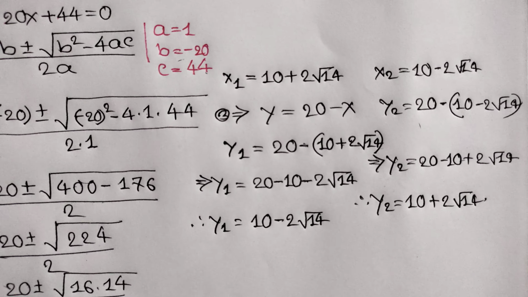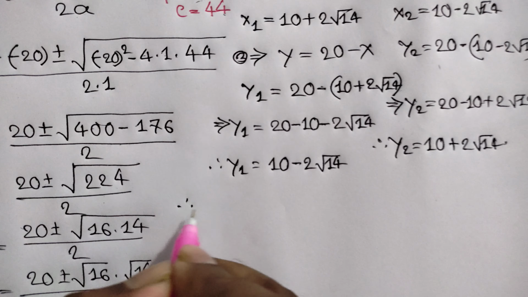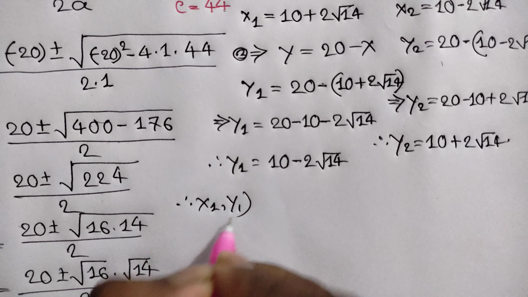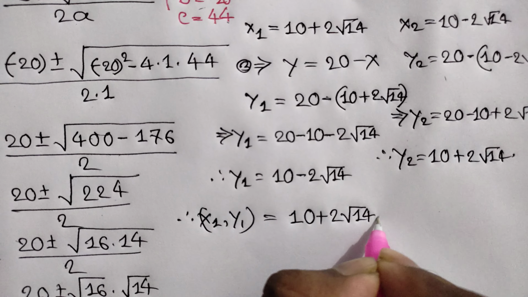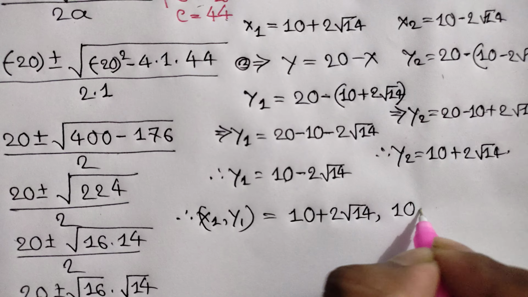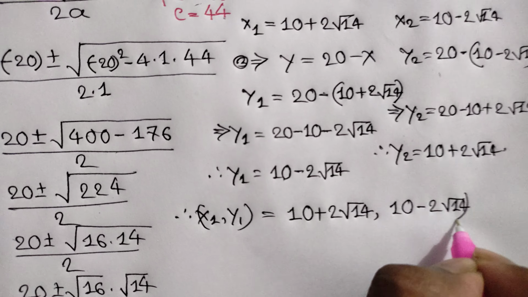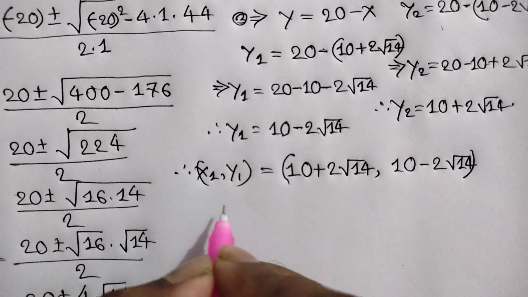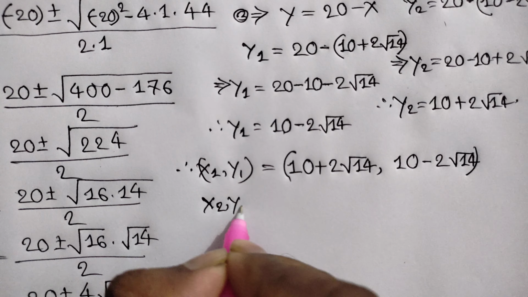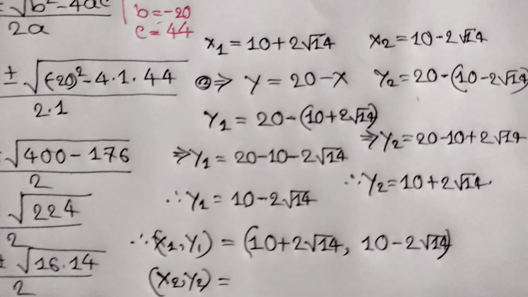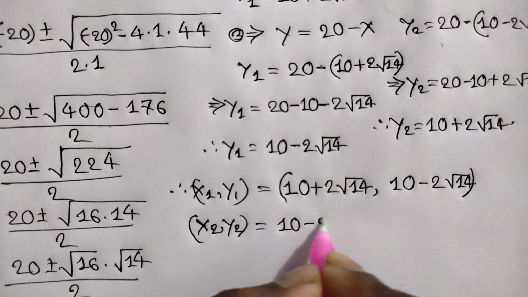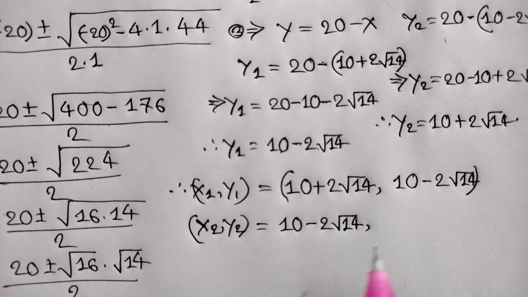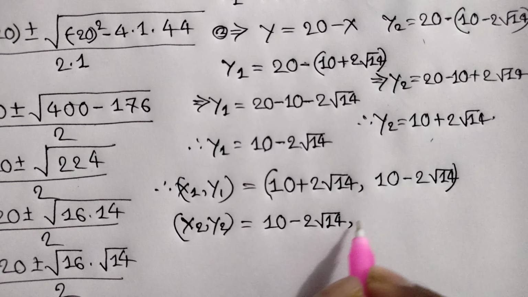Okay, so totally there are two values of x and y. So we can write here x1 comma y1 is equal to 10 plus 2 square root of 14 comma 10 minus 2 square root of 14, and x2 comma y2 is equal to 10 minus 2 square root of 14 comma 10 plus 2 square root of 14.